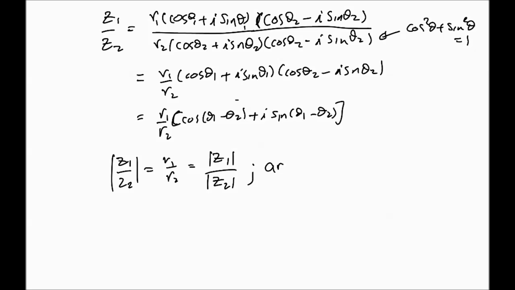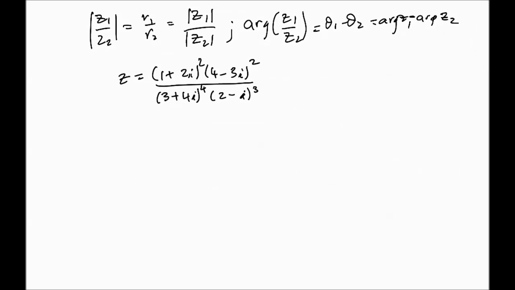The other thing it tells us is that the argument of z1 over z2 is in fact the difference, theta 1 minus theta 2, so it's arg z1 minus arg z2. Okay, so that's another important result. I'm going to look at one example which combines all these ideas now over z1 z2, and z1 over z2. So let's have a look at that example.